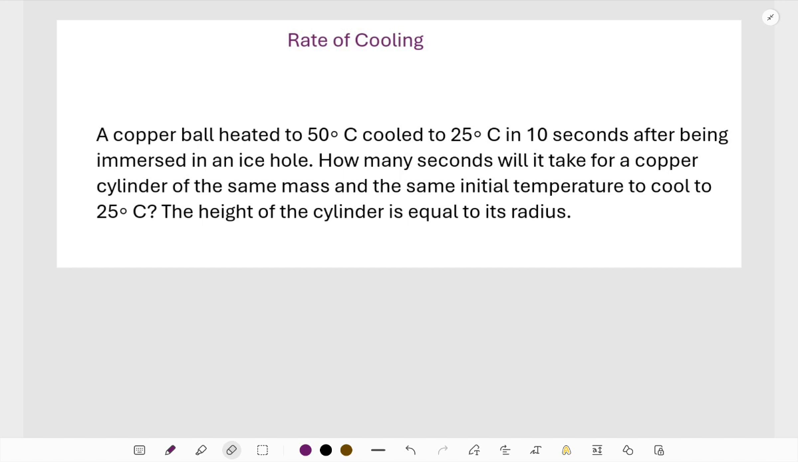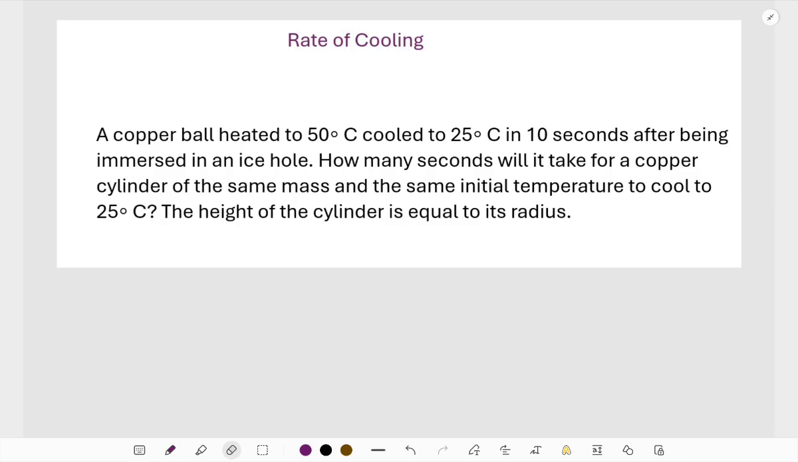Same mass and same initial temperature. That is the simplest problem to solve with Newton's law of cooling. Same initial temperature to cool to 25 degrees Celsius. The height of the cylinder is equal to its radius.